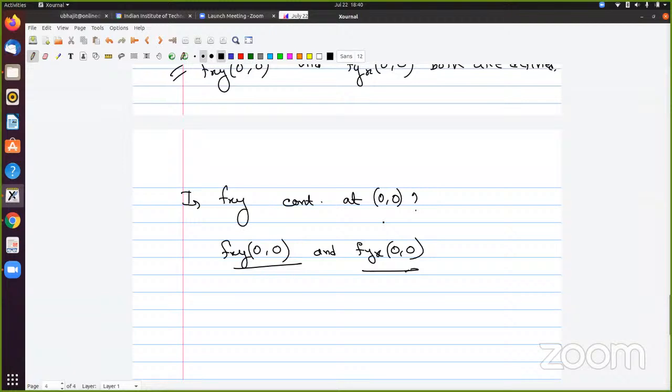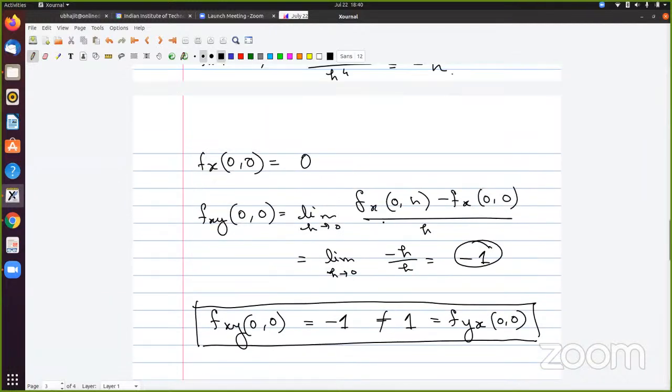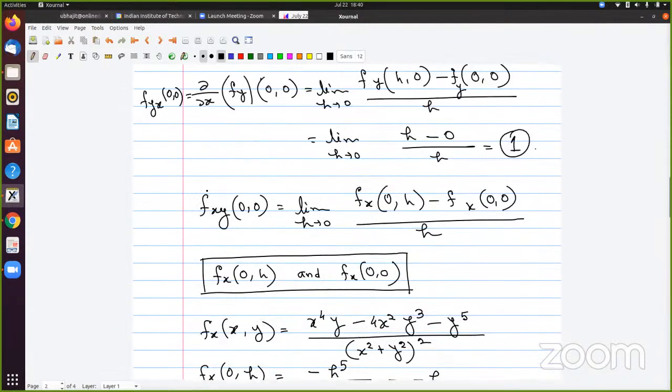Sir, I have a very basic question. We are saying that fxy and fyx at 0, 0 are both defined. They are defined in the sense that we've just calculated the derivative, the value of the function at that point. These two are minus 1 and plus 1. Yes, exactly. So at 0, we are saying it's defined.